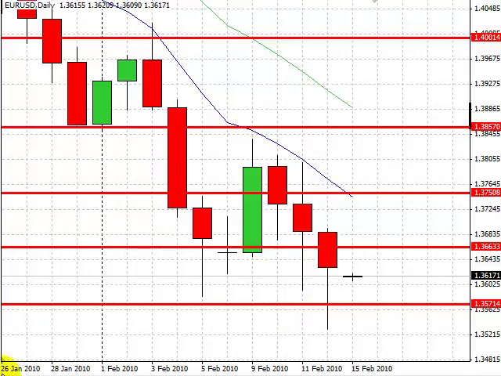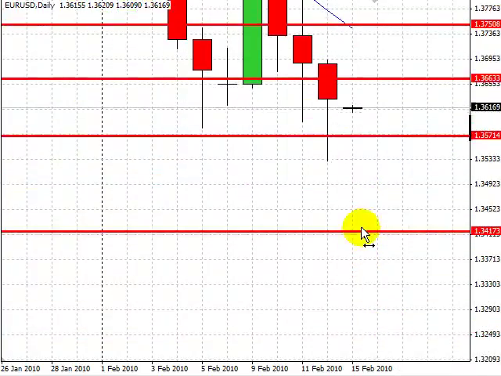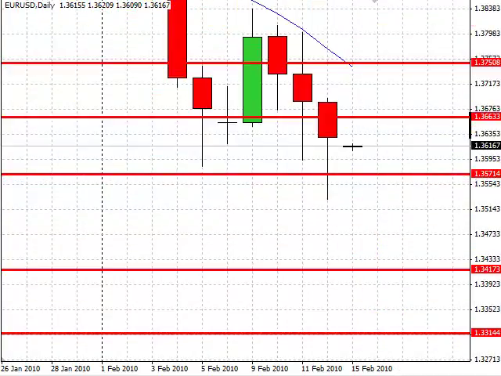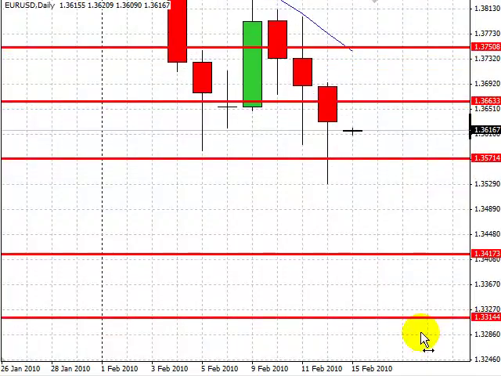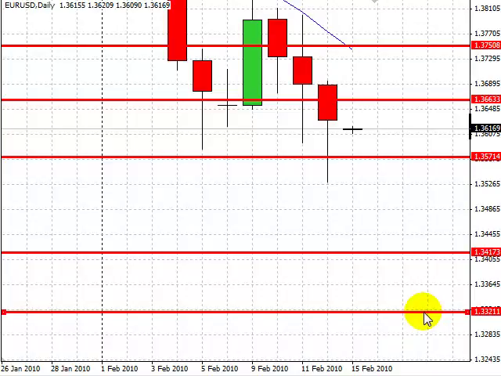Currently looking at the euro dollar on the daily, trading at 136.16. Our first level of support is going to be at the 135.70 figure. Below that, we'll be looking for 134.20. And below that, we'll be looking for the market to find support at 133.20.